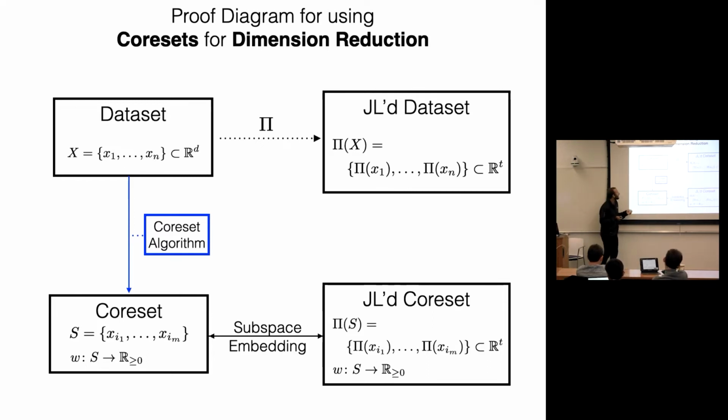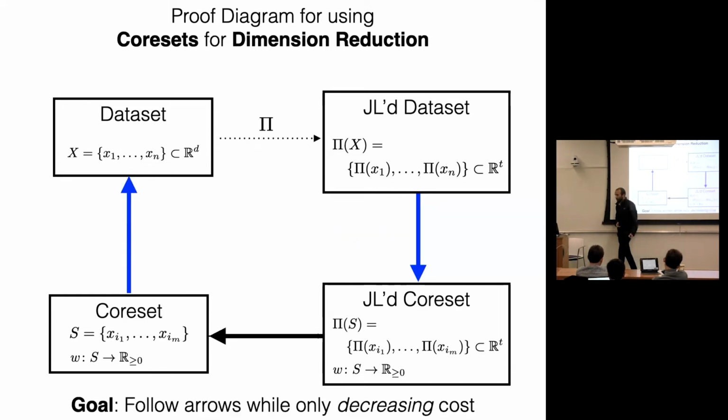And what would be really nice is if this diagram commuted. If I could show that taking my core set and applying JL gives a core set of the JL data set, so that had I applied the algorithm here, I would have gotten the same answer, then I'm in really good shape. Because then I want to understand something here. What do I want to do? I start with my optimal solution here, but I say, hey, look, that core set was a core set for the JL data set, even though you ran the algorithm there.